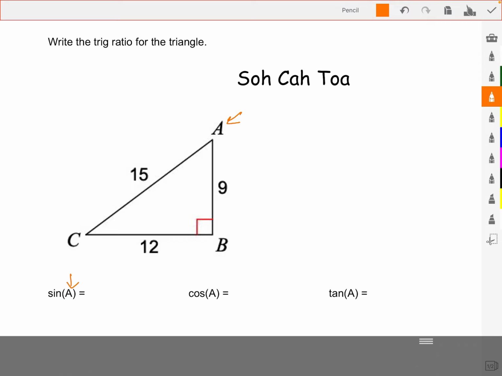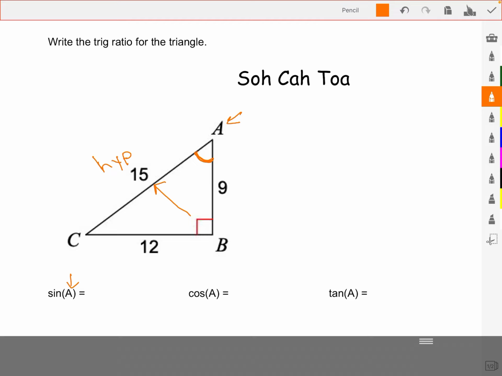All right, so all of these are in terms of angle A. So all of them are in reference to this angle. So which side is my hypotenuse? The 12, the 9, or the 15? Well, the hypotenuse is always across from the right angle. So this is the hypotenuse regardless of whether I'm referencing A or C.